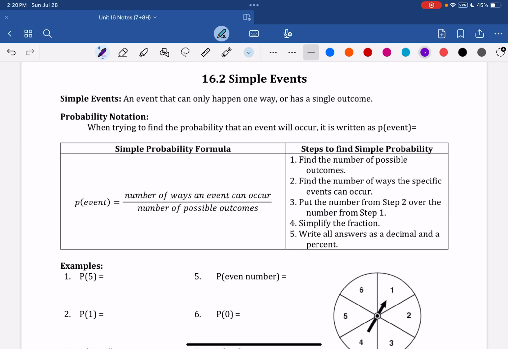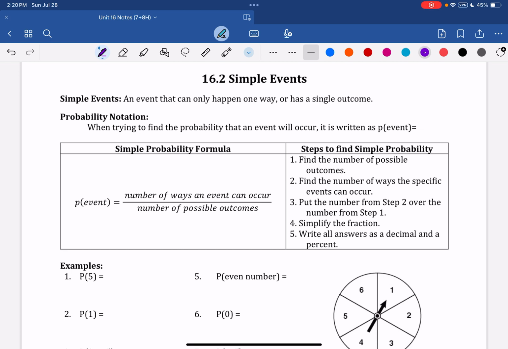Today we're going to be talking about probability for simple events. A simple event can only happen one way or has a single outcome. Probability notation: when trying to find the probability of an event that will occur, we write it as P and then parentheses, whatever that event is. So for the probability of rolling a 2, we'd say P(2), and then we write the probability.